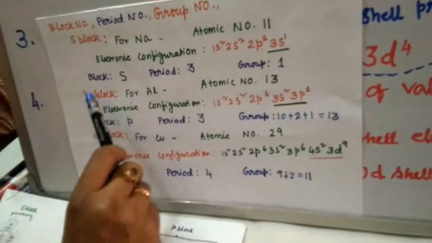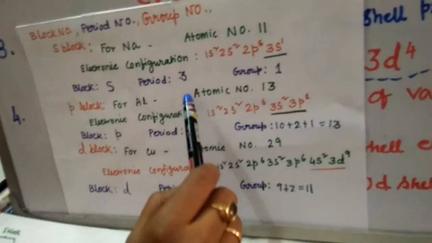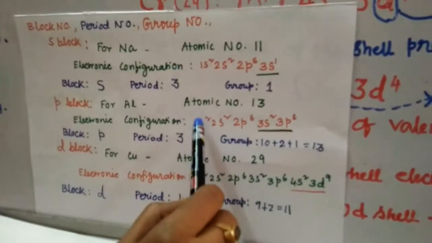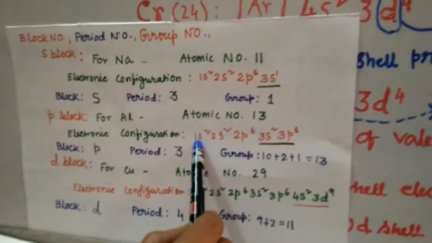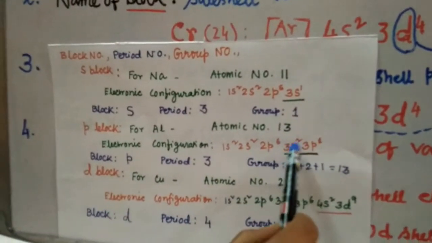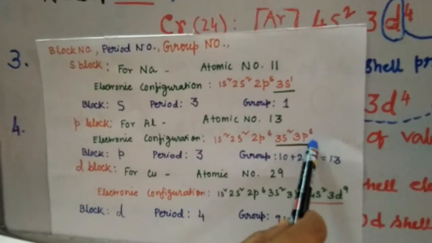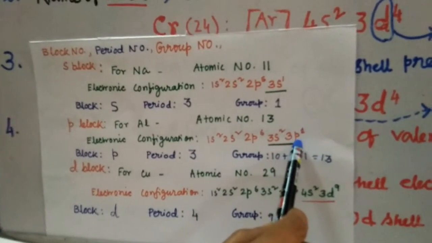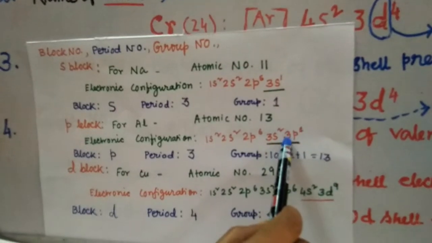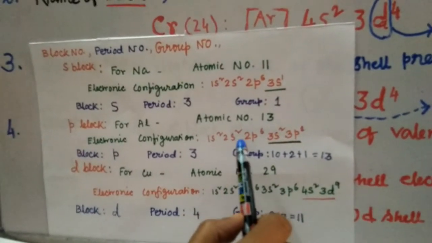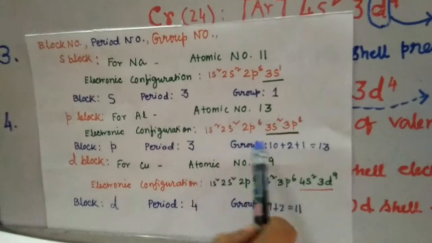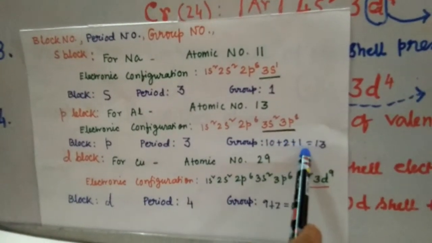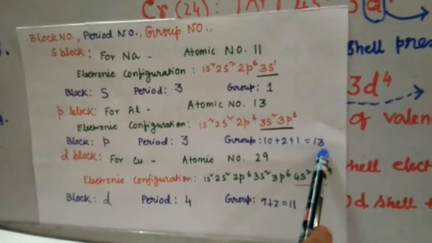Now for a p block element like aluminium, let us first write the electronic configuration. Its atomic number is 13. So the electronic configuration will be 1s2, 2s2, 2p6, 3s2 and 3p1. So what will be its block? Obviously it will be p. Then what will be its period? Period will be 3. And now what will be its group number? The group number will be 10 plus 2 plus 1. 10 plus 2 plus 1 is 13.